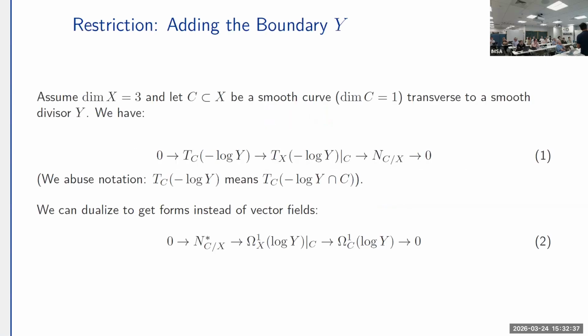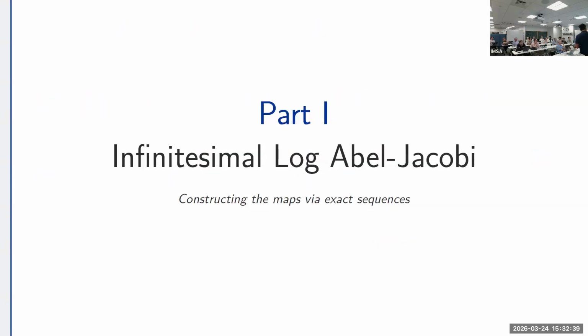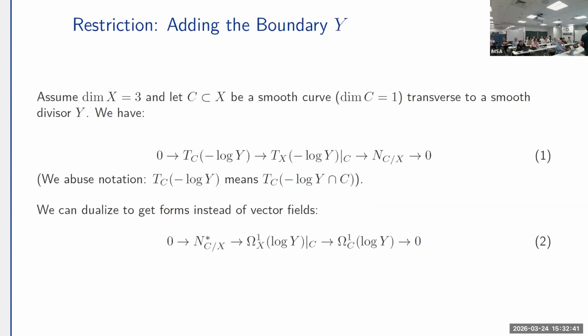Here I really want something that looks at both parts. So now, just for simplicity of the notation, let me do the case where X has dimension 3 and C is a smooth curve. This works in more generality. And we have another exact sequence. So now we can restrict the vector field expansion to Y, we restrict it to C.